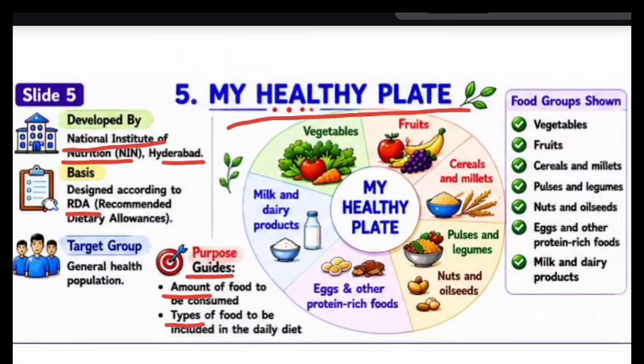The plate includes vegetables, fruits, cereals and millets, pulses and legumes, nuts and oil seeds, eggs and other protein rich foods, and milk and dairy products. Together, these food groups help us to ensure a balanced and nutritious diet.